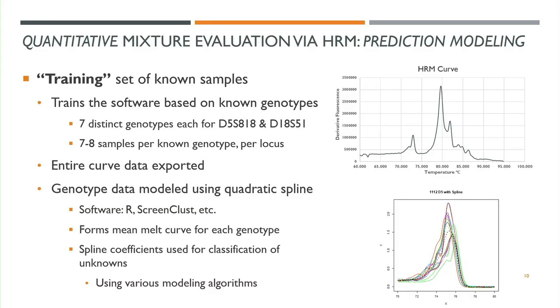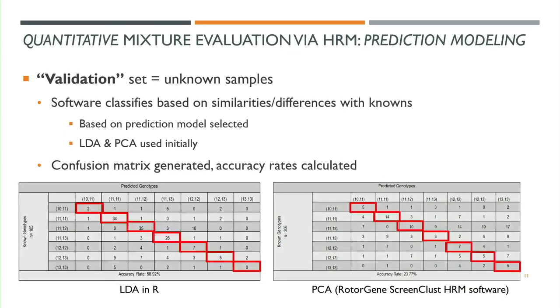Splines are mean melt curves that were developed for every single genotype of each locus that we were analyzing, and the spline coefficients are then used to compare to unknown samples to make predictions about those unknown samples. So we used initially R software as well as QIAGEN's ScreenClust software, which is a high-resolution melt curve analysis software. All of the other unknowns that we had are in our validation set. So the terminology is irrelevant except to say we tested the trained models using unknown samples.